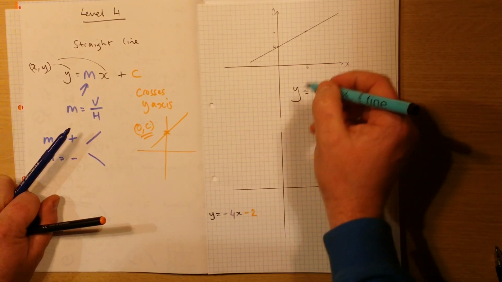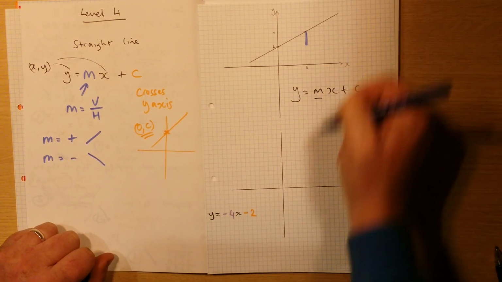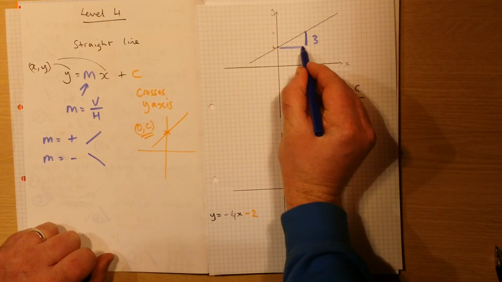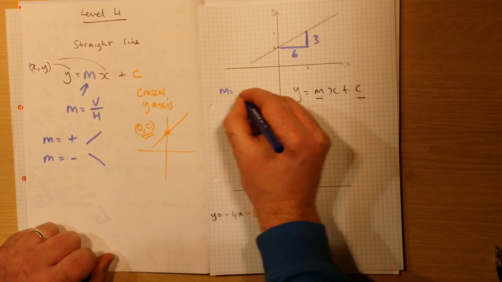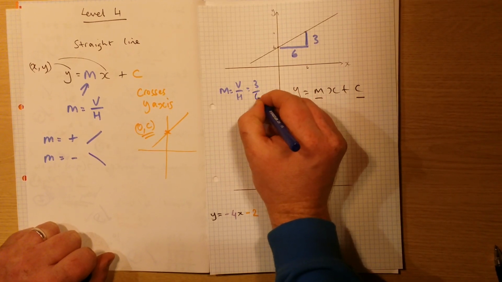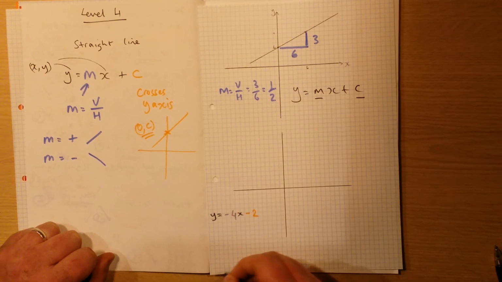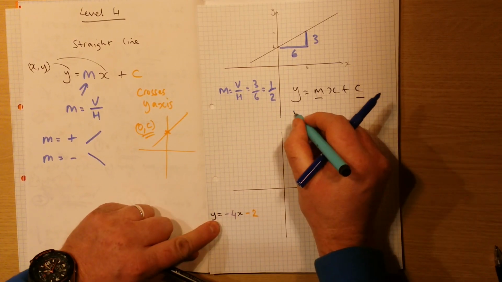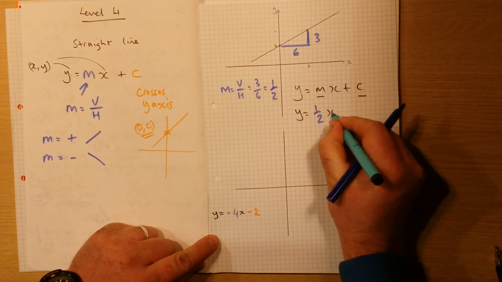First of all, for the gradient, what I'm interested in is the vertical distance. In this instance, it's 3 boxes. And I'm interested in the horizontal distance. In this case, it's 6 boxes. So the gradient here is the vertical distance over the horizontal distance, which is 3 over 6. And you might recognise that that simplifies to become a half. So what I've just found out is the first bit of this is y equals a half x. Now I haven't done the c yet.